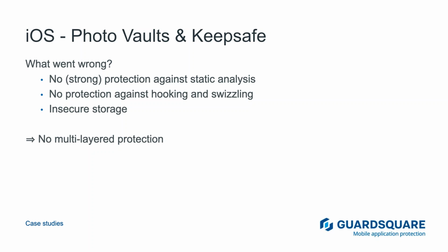So what went wrong in this particular example? Well, first of all, there was no really strong protection against static analysis, making it easier and faster to know where and what they needed to hook in order to bypass this login screen. Also, no protection against hooking or swizzling. As you probably already know, swizzling is just another technique to change the implementation of a certain method. So there was no protection applied against that, making it possible to call that method using the script.